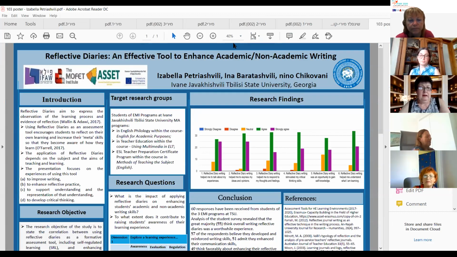So due to the COVID-19 lockdown, Tbilisi State University had to switch fully to online learning and teaching in a sort of emergency mode. And the swift transition, of course, required a swift response in the sense of adjusting teaching and learning styles and assessment approaches to radically change education reality.